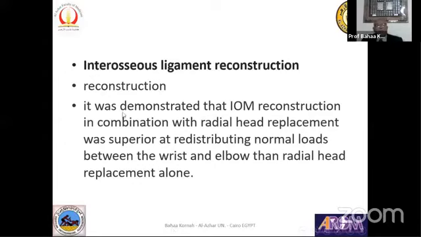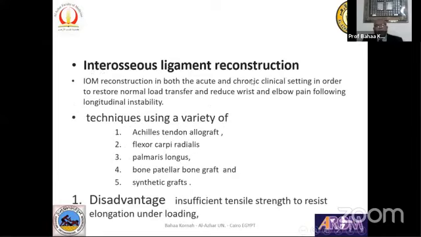Always. It was demonstrated that interosseous reconstruction combined with radial head replacement was superior in redistributing the normal load between the wrist and the elbow than radial head replacement alone. This is the interosseous ligament reconstruction technique using a variety of materials. Some use Achilles tendon allograft, flexor carpi radialis, palmaris longus, bone-patellar bone graft, and synthetic graft. But the disadvantage of all these techniques is insufficient tensile strength to resist elongation under load.